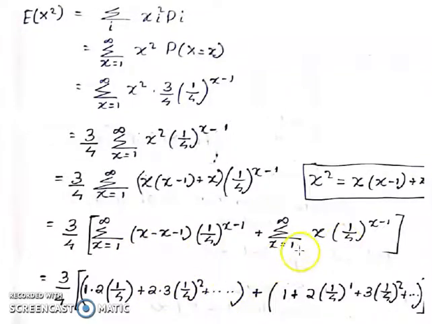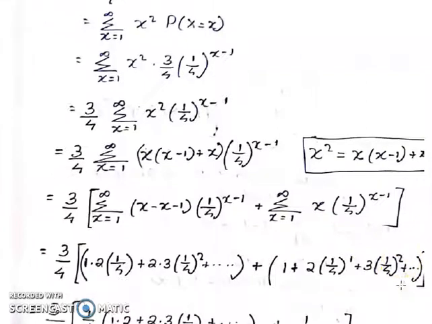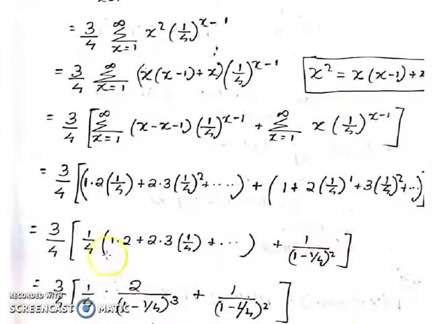Now expand these summations. x equal to 1 here, first value. If you put 1 here, 1 minus 1 is 0, 1 by 4 power 0 becomes 1. So 1 here. Put x equal to 2 here, 2 into 1 by 4 power 2 minus 1 is 1. Right? Similarly, x equal to 3, 3 into 1 by 4, 3 minus 1 is 2, and so on. Okay.